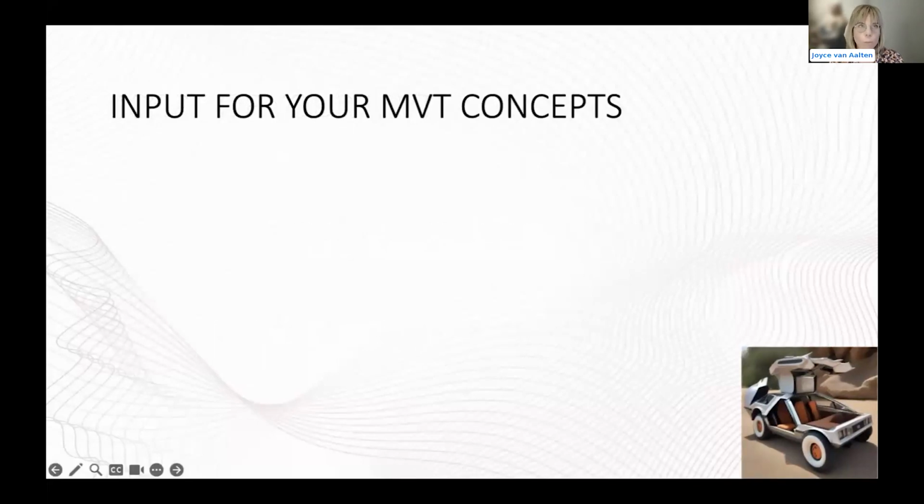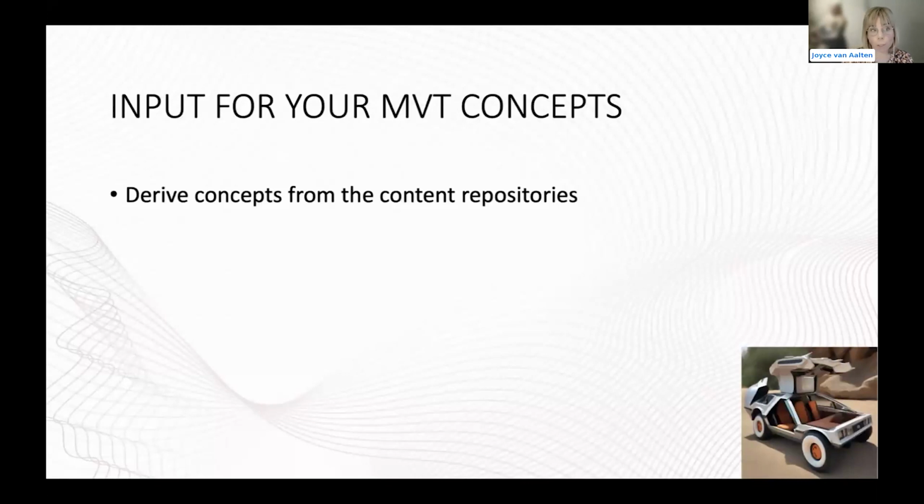Another thing, and it also brings me to the next point: what should be the input for your MVT concepts? Of course, that might be obvious, you can derive the concepts from the content repositories, so the content that goes into your system. Therefore, you have to figure out if you have to deal with a migration of content, will the migration be as is, or will there be a cleaning up of the content? So figure out what content will go into that content system. And you can then derive concepts for your taxonomy from that content.